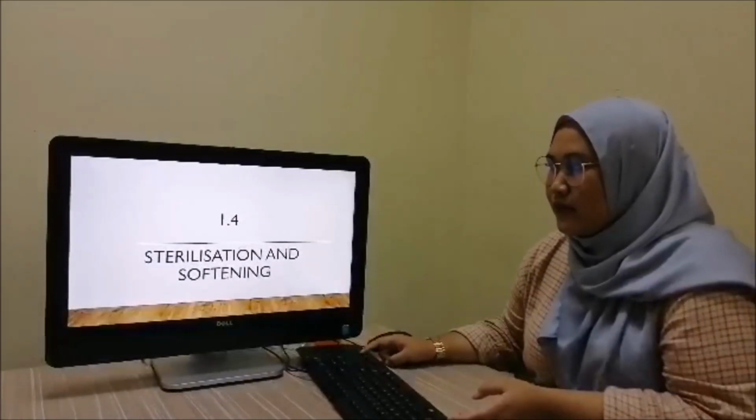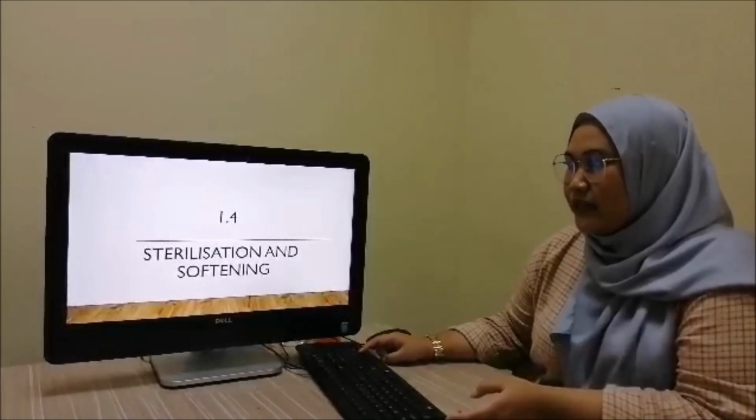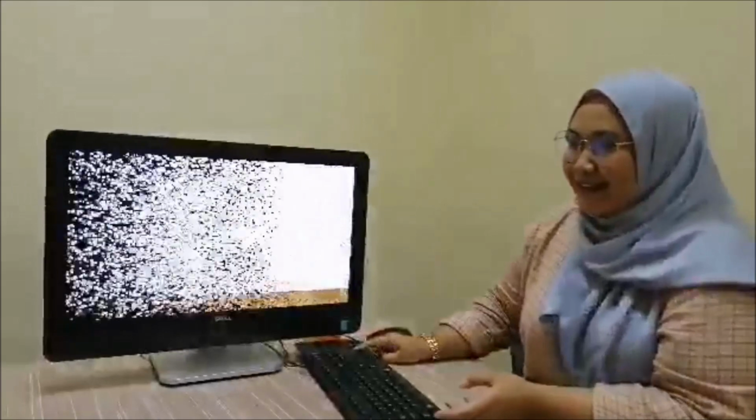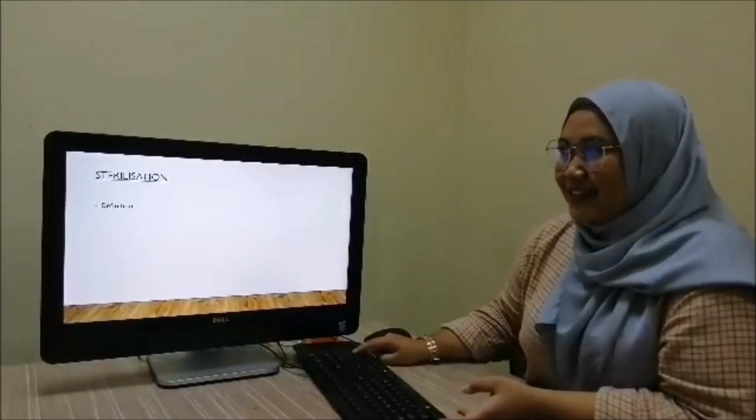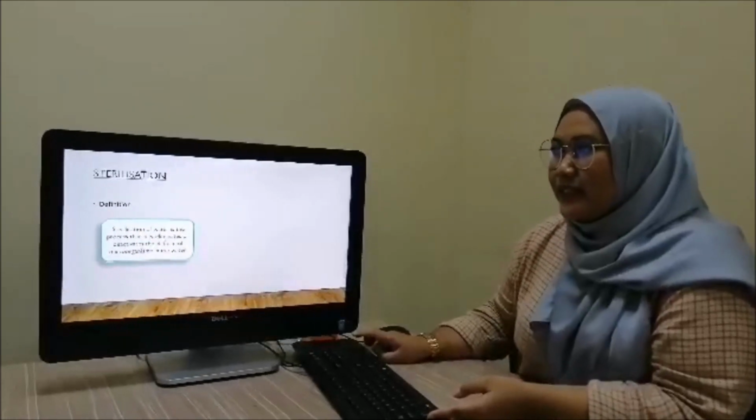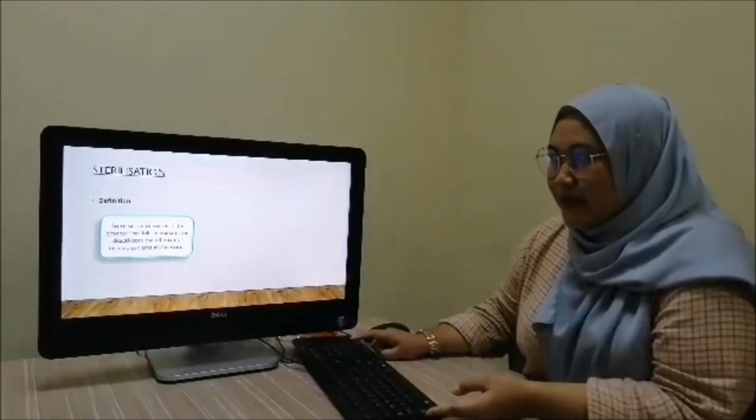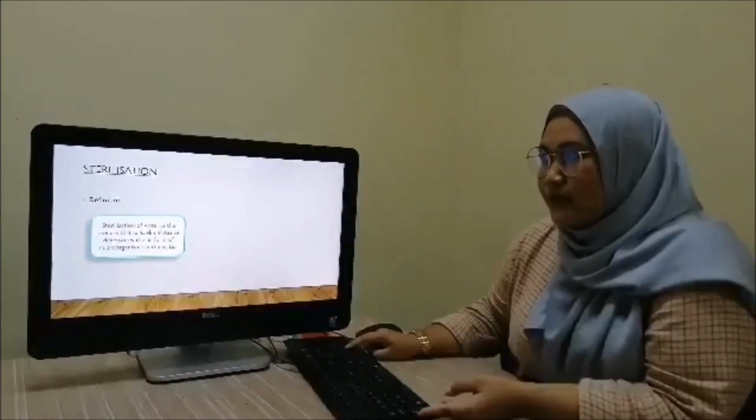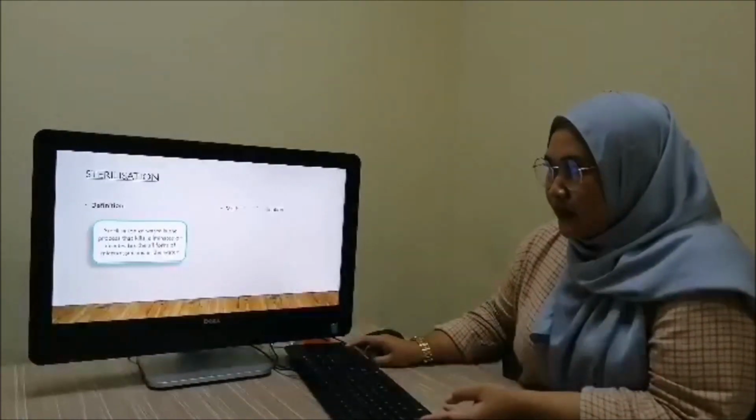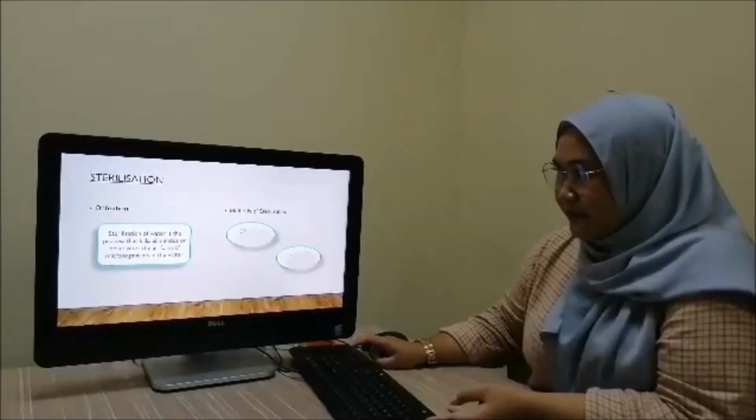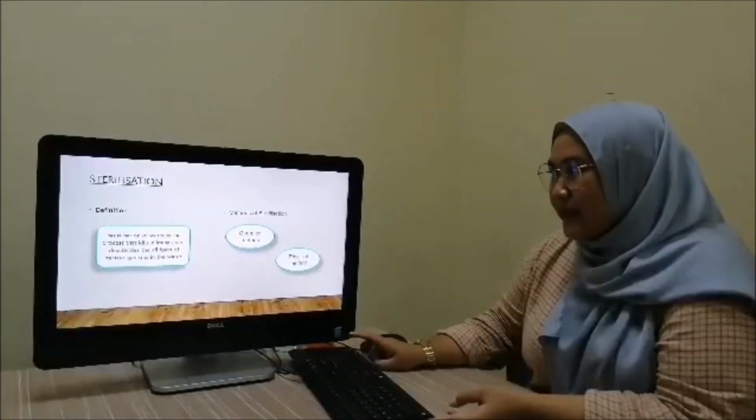1.4 Sterilization and softening. Sterilization definition. Sterilization of water is the process that kills, eliminates, or deactivates all forms of microorganisms in the water. Methods of sterilization: chemical method and physical method.